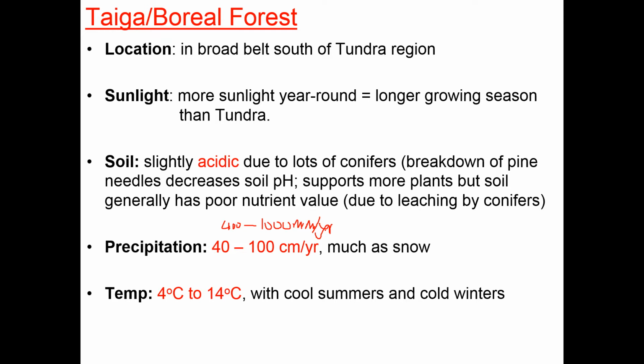The summers are cool, and the winters are really cold still. Average temperature is still from 4 degrees to 14. Winter is still really cold. Remember, it's average temperature, but summer is warm enough to balance it out. So you have cool summers and cold winters. If you move up to northern Canada, you'll get some of these biomes.